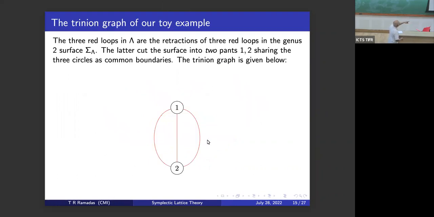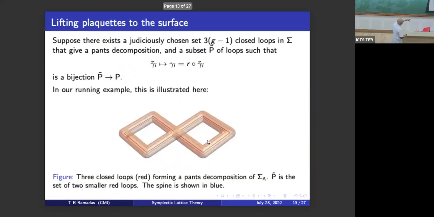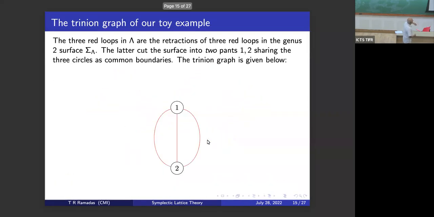Now, this is the trinion graph of our toy example. If you look at these 3 loops on the surface, they decompose the surface into 2 pairs of pants, and this is the trinion graph that you have.